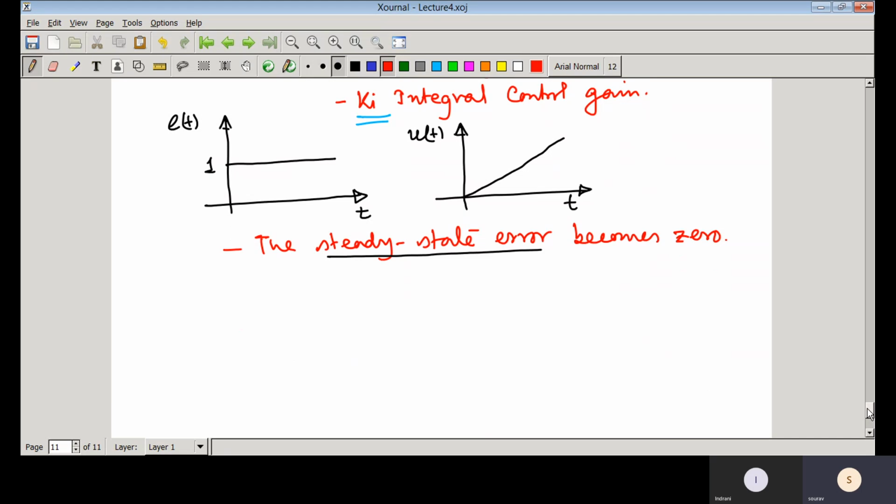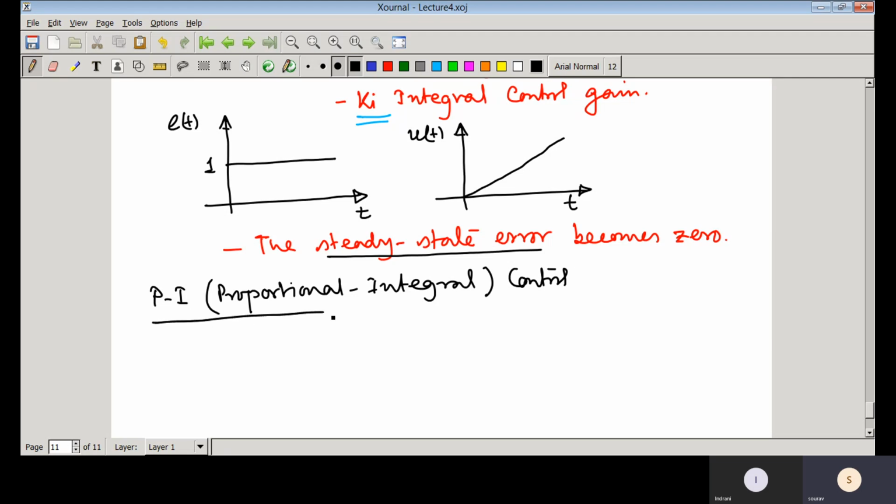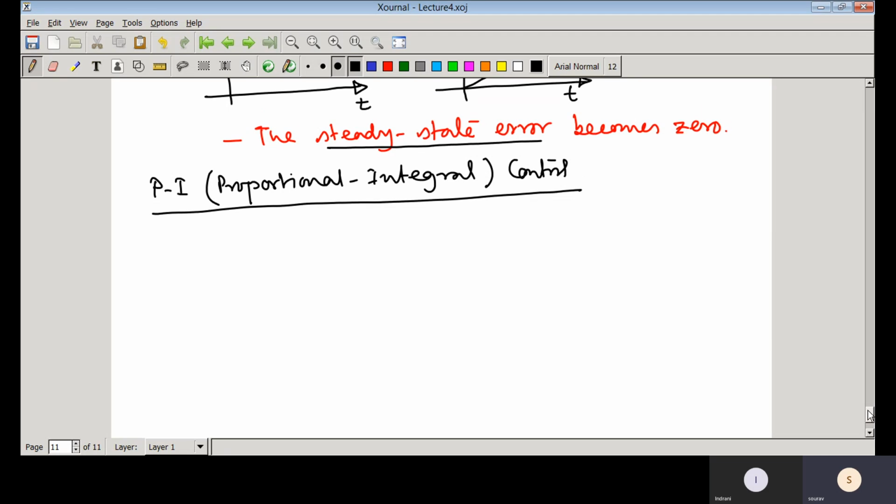So now you may ask one thing, that why we are not using that proportional and integral controller together. Yes, we can use it. So this particular control is known as PI control, that is proportional integral control. So proportional integral control, that means in this case we will be using proportional and integral control together.